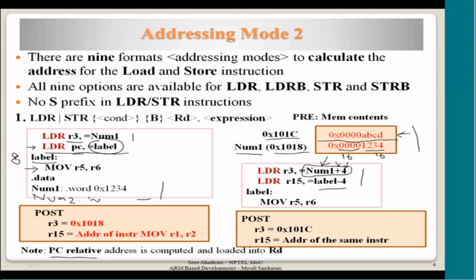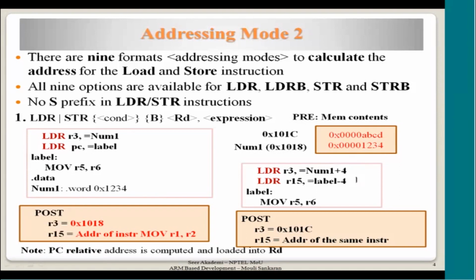Now let me show you an example. Let us see what this is doing. Assume that after the LDR instruction, the next instruction is the move and this is the label. So the label is actually pointing to the instruction which is next to the LDR, which happens to be a move.